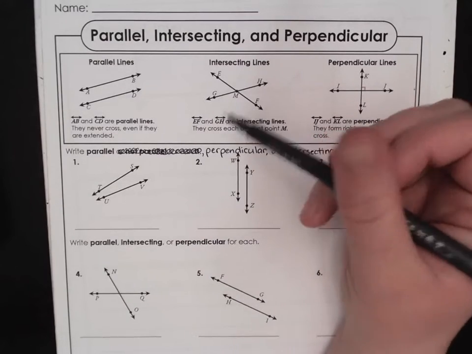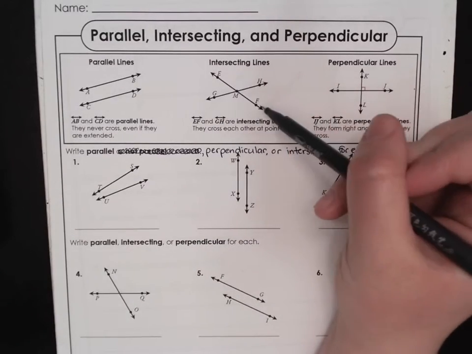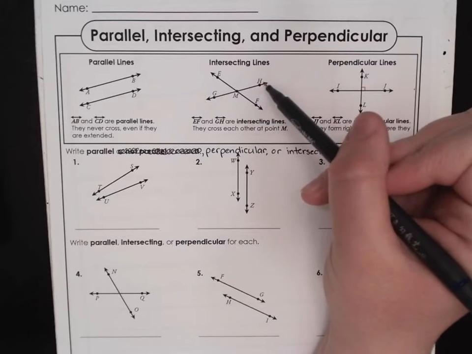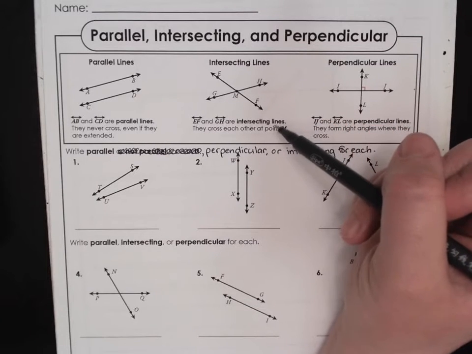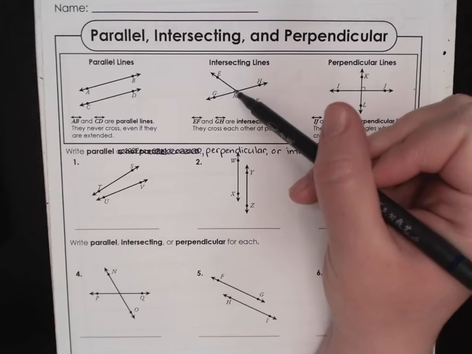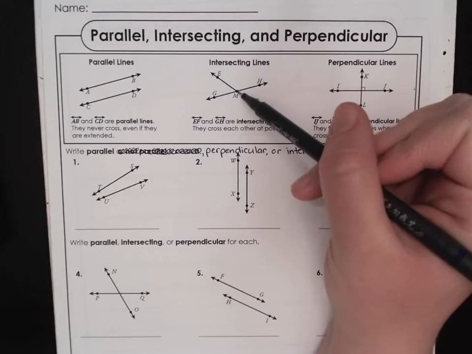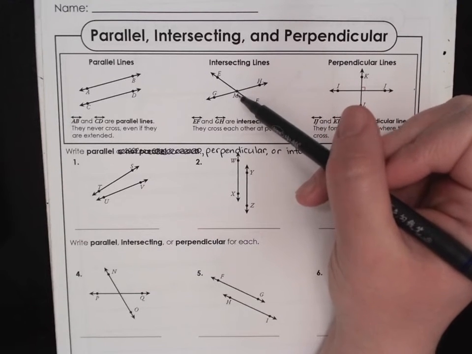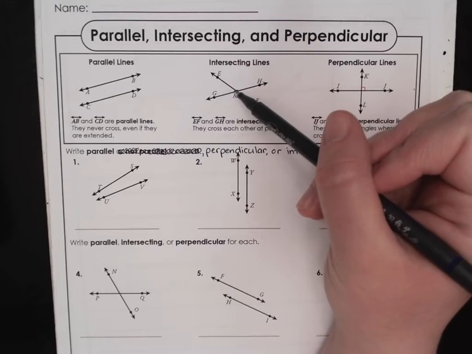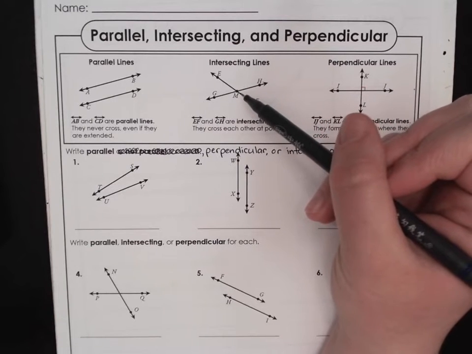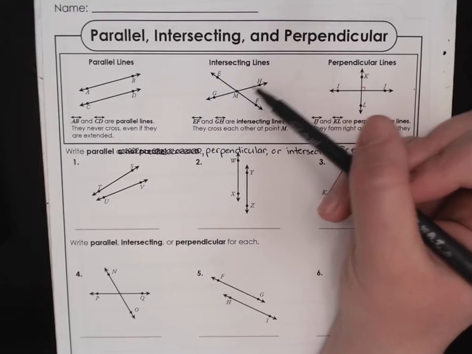Intersecting lines, so this says line EF and GH are intersecting lines. They cross each other at point M. So right here is where they cross. But since they don't form a 90-degree angle, they are just intersecting lines.